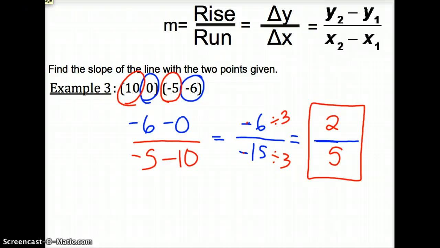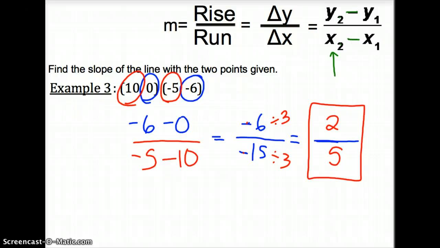Okay, there's your solution. 2/5 is your slope for example number 3. So remember, simply write down this formula and remember to subtract the y's and subtract the x's. But what's really important is that the point that you pick to go first in your formula has to go first on top and bottom. This will allow you to get the right negative or positive in front of your fraction. If we don't do it that way, we will get the wrong answer. And I'll show you that here if you want to see that in action.